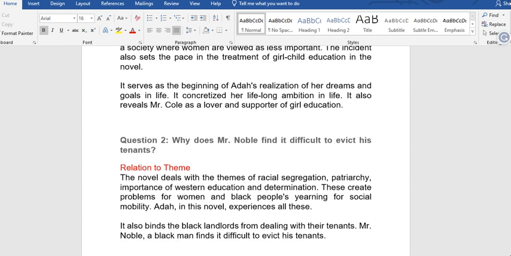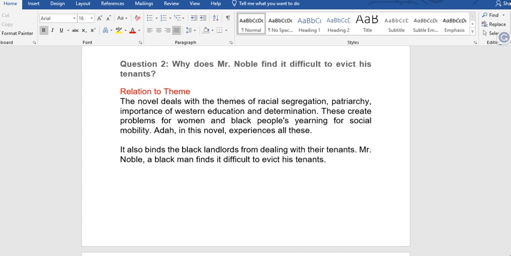Now let's go to the second question. Why does Mr. Noble find it difficult to evict his tenant? As we did in the first question, we are going to relate it to the theme.